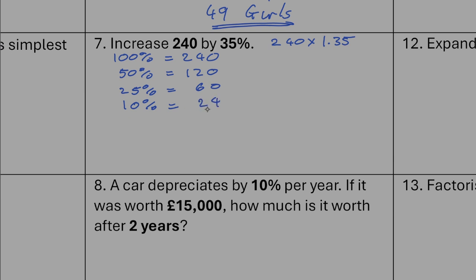So if I want 135%, because that would be the increase, I want to add these three numbers together. So that's going to be 4, 12, so 324.